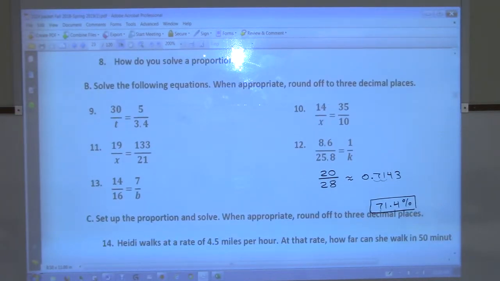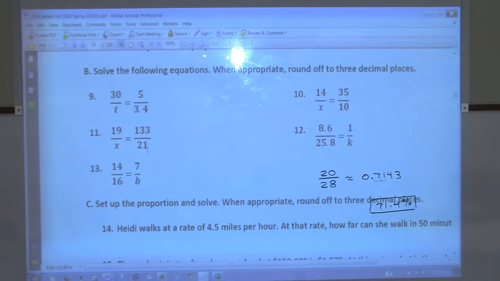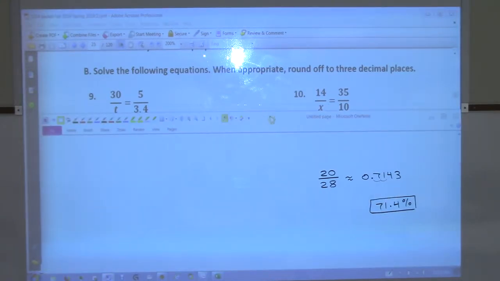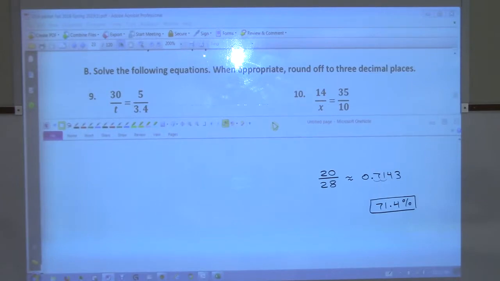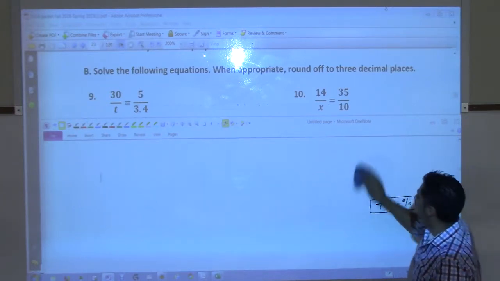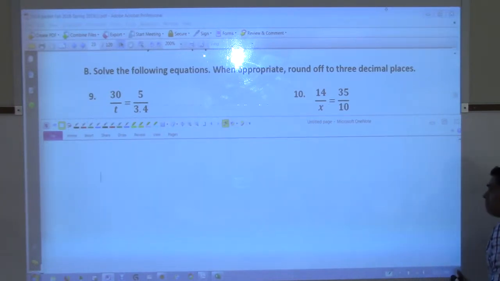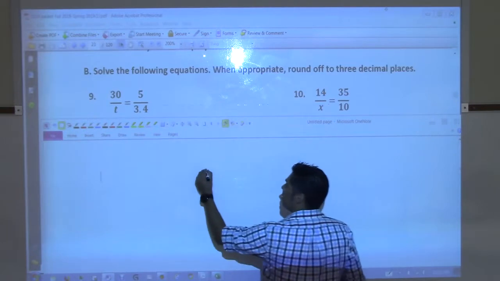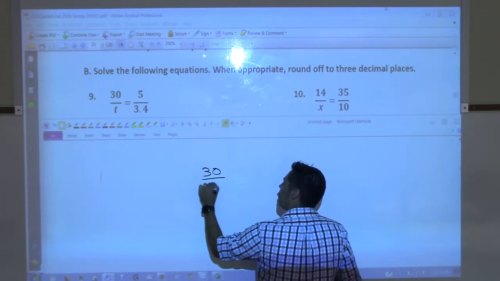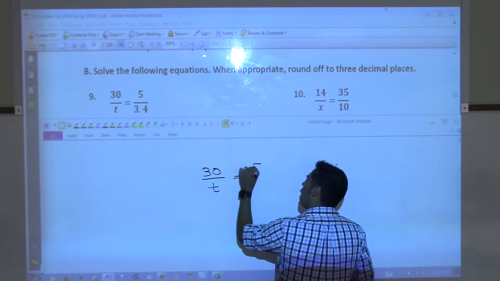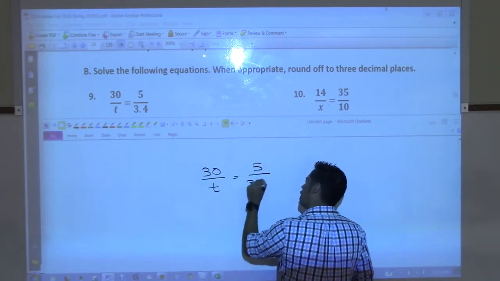Did y'all have any issues with these proportions? Yeah, I can do a couple of these because we really didn't do these in class. So these proportion problems, we're trying to solve for the variable. Okay. All right, so take a look at this first one. 30 over t equals 5 over 3.4.